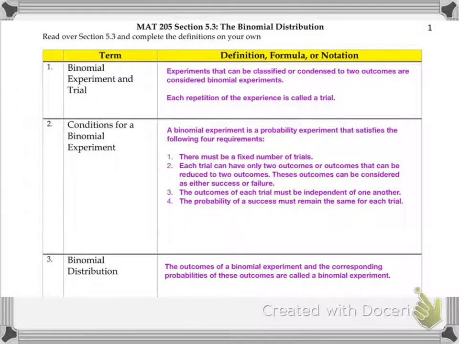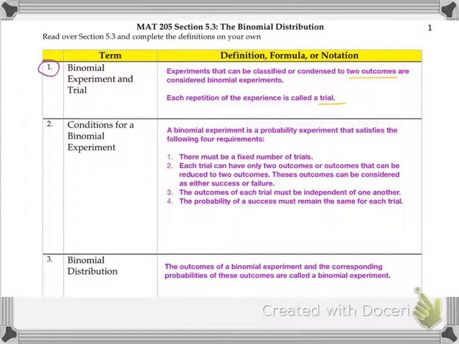So we see here that for number one, we have a binomial experiment and trial. Experiments that can be classified or condensed to two outcomes are considered binomial experiments. Okay, each repetition of the experiment is called a trial.